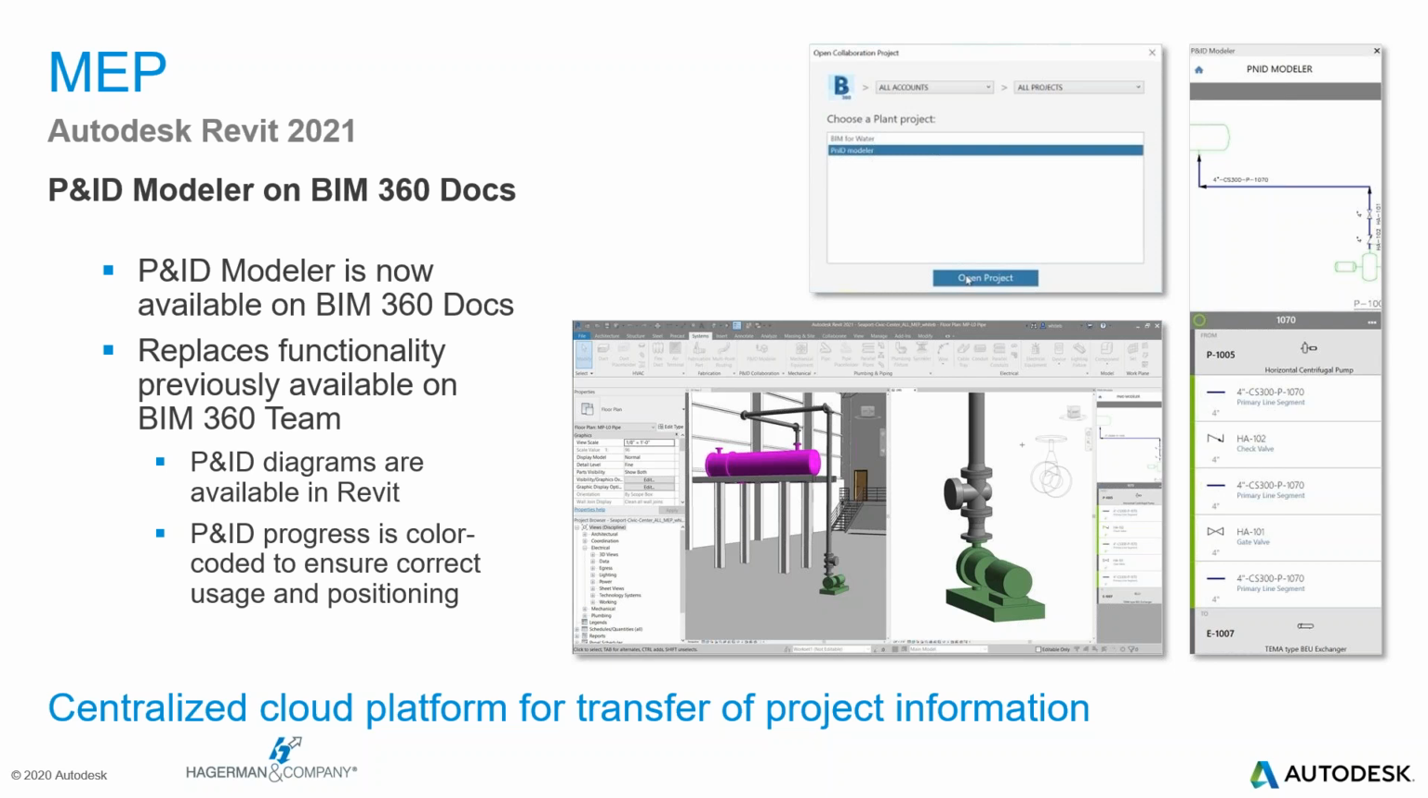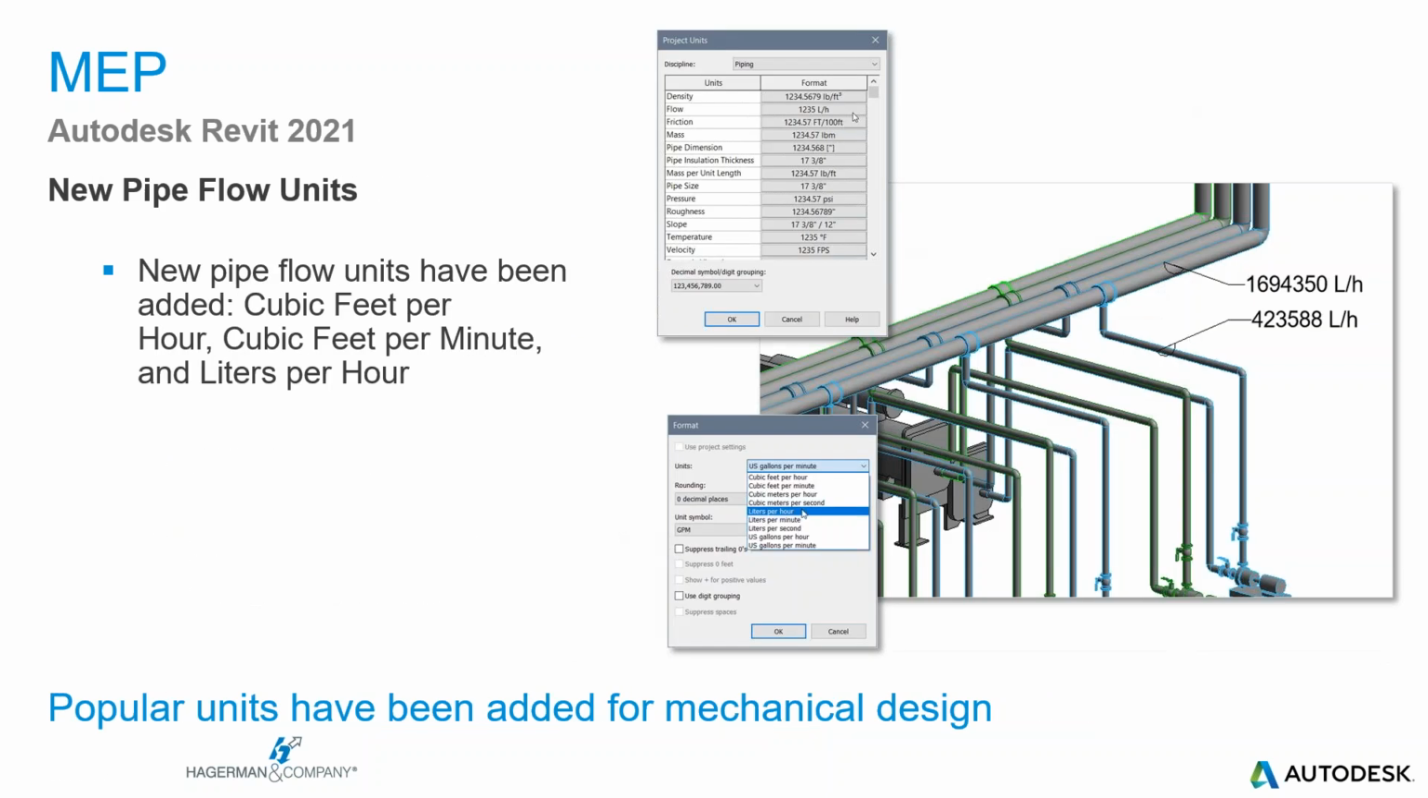Once Revit has connected to the Plant 3D collaboration project, the PNID diagram is available in Revit together with a list of components contained within the PNID diagram. Each PNID part is color-coded to ensure correct usage and positioning. PNID Modeler for Revit is now hosted on BIM 360 Docs.